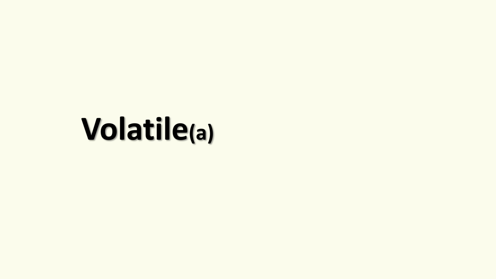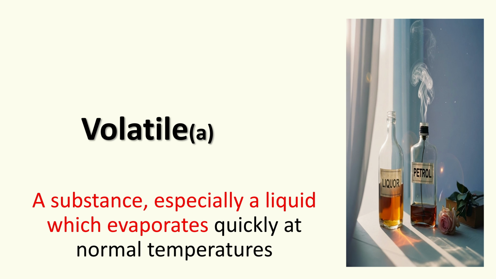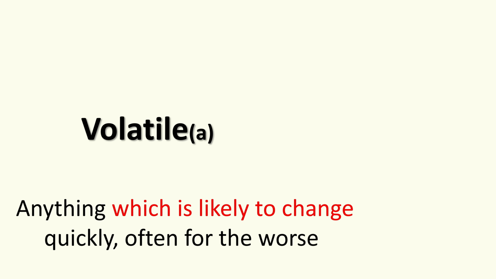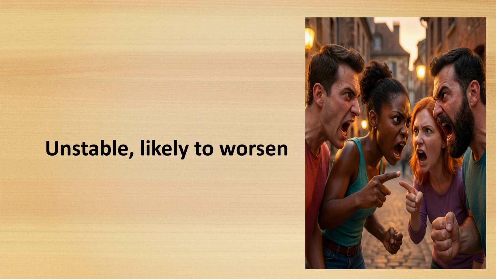The next word is volatile. It's an adjective. In the literal sense, it is used for any substance, especially a liquid, which evaporates quickly at normal temperatures. For example, alcohol or petrol are volatile liquids. They quickly evaporate. Figuratively, volatile is used for any situation or anything which is likely to change quickly, often for the worse. So, volatile is used for anything which is unstable and likely to worsen.